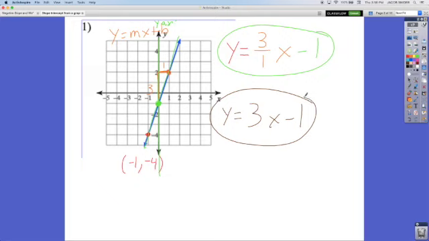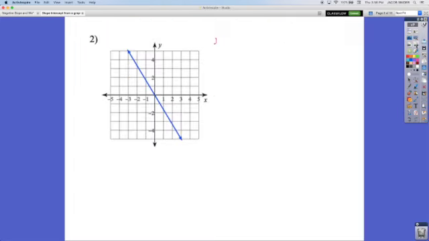Okay? Any questions? That makes sense. If you have a question, type it in the chat. Let me know. Let's try another one. Here we go. All right. What about this one now?